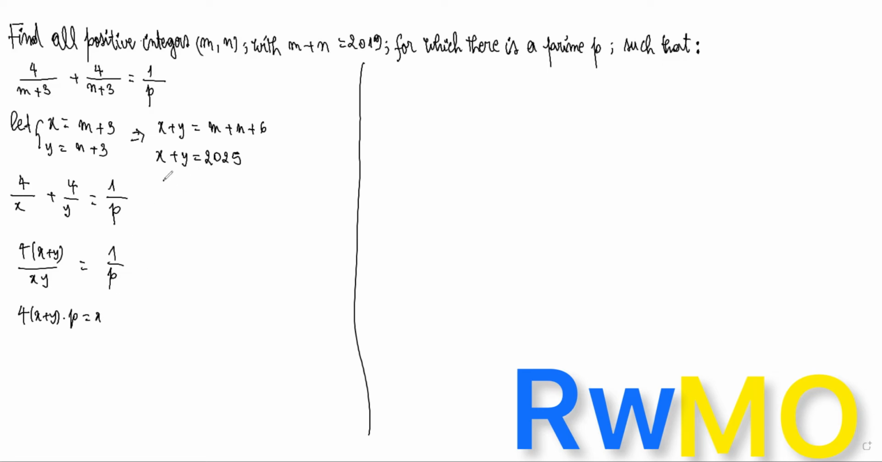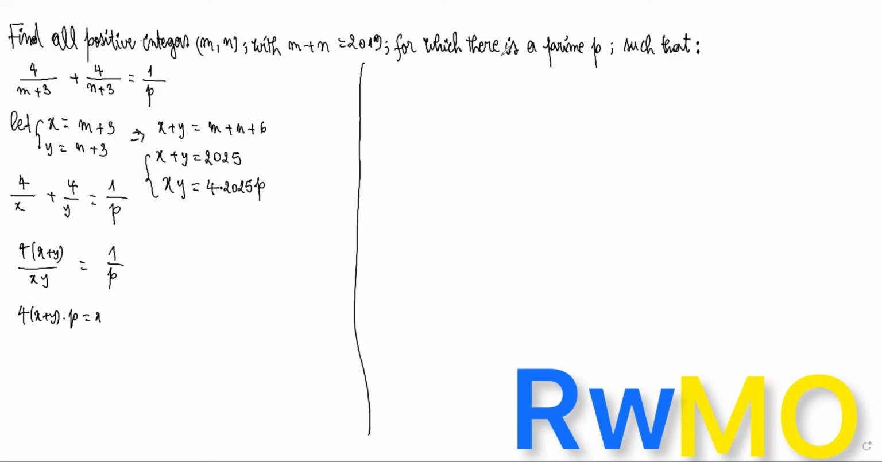So here we can immediately see that xy is 4 times x plus y times p. X plus y is 2025, so it's 4 times 2025 times p. So we have this system of equations.